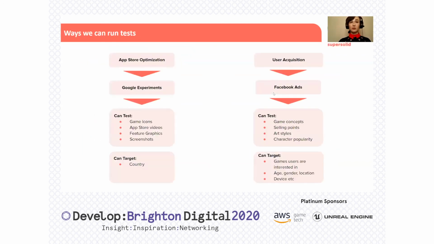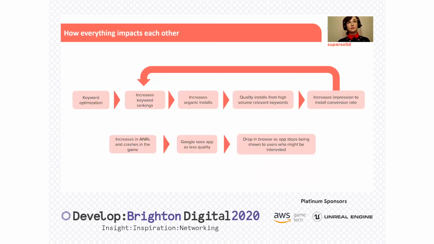And where we can run tests on App Store optimization, we can run tests for Google Experiments, we can test game icons, App Store videos, feature graphic screenshots, and user acquisition, really useful. We can run Facebook ads, we can test game concepts, selling points, art styles, popular characters, and we can target basically what users are interested in: age, gender, location, device, everything, and how everything impacts each other.